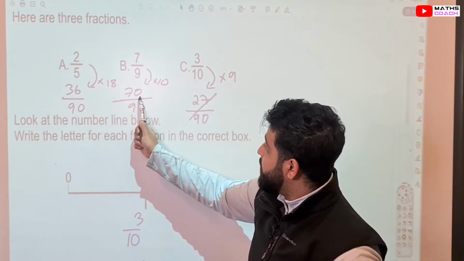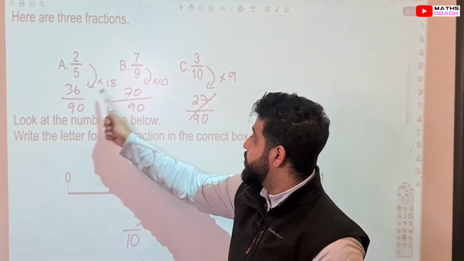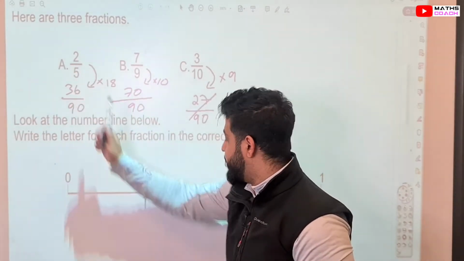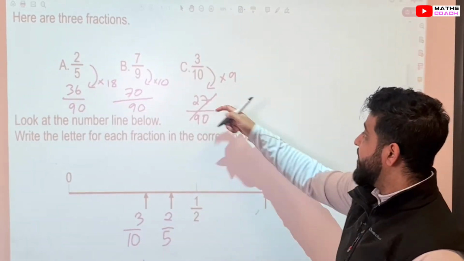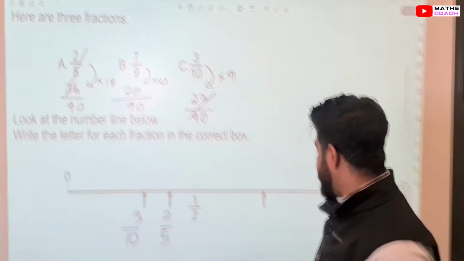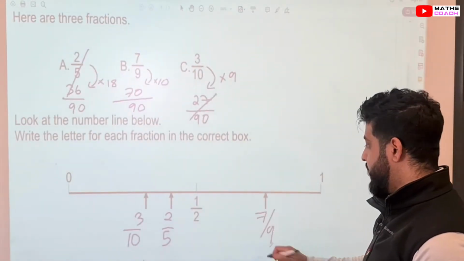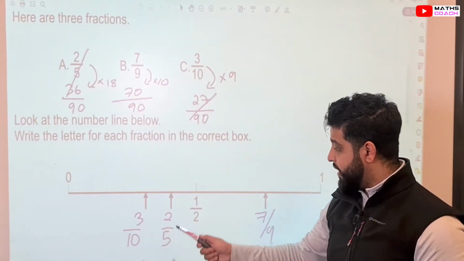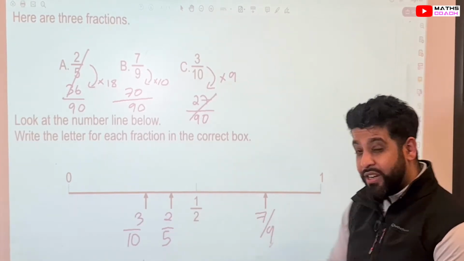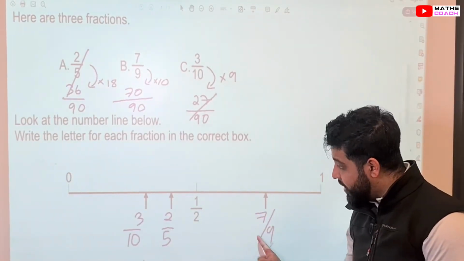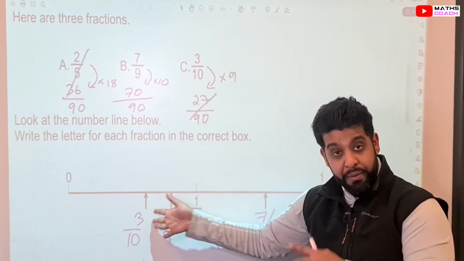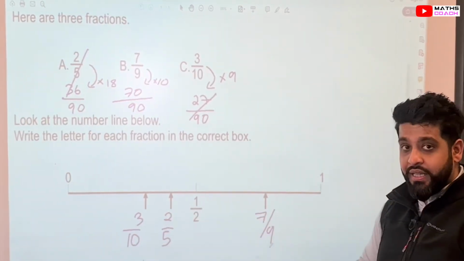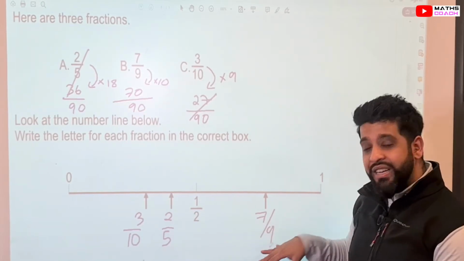Now, which is smaller out of these two? We've got 36/90, which is smaller than 70/90, so 2/5 will be this one. And finally, the last one is obviously the 7/9, and that can just go there. So there we have it, 3/10, 2/5, and 7/9. Now notice one thing, I did this little slash thing here, just to show you that fractions can be written either like this, nice and straight, which I prefer, or they can be written like that as well. There's nothing wrong with that, but I don't really like that style, okay?